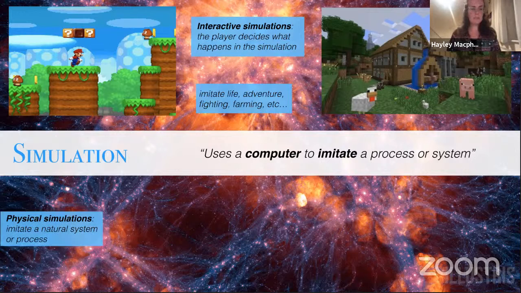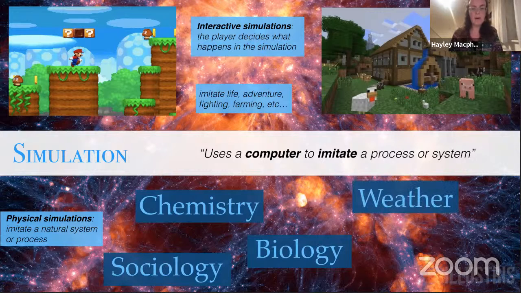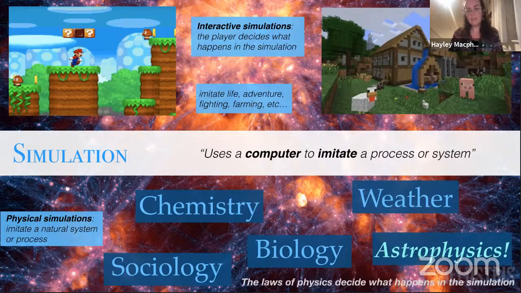And so we also use simulations in physics, where instead of a farm, we imitate a natural system or a process. And these are used across most areas of science, like chemistry, sociology, biology, weather, and of course, astrophysics. But in these simulations, the laws of physics decide what happens next, rather than the game player.